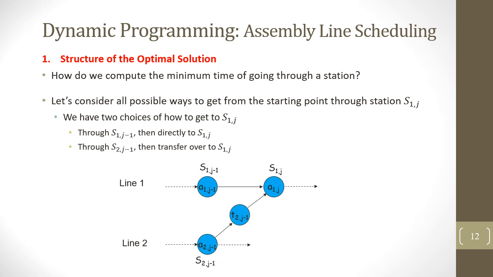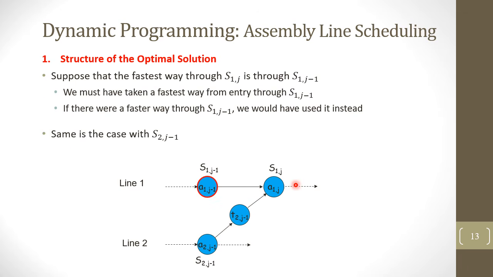The first step in designing an algorithm using dynamic programming is to define the structure of the optimal solution. How do we compute the minimum time of going through a station? Let's consider all possible ways to get from a starting point to some station j on line 1. We have two choices here. Either we can come from the same line with no additional cost, or we can come from the other line with some transfer cost.